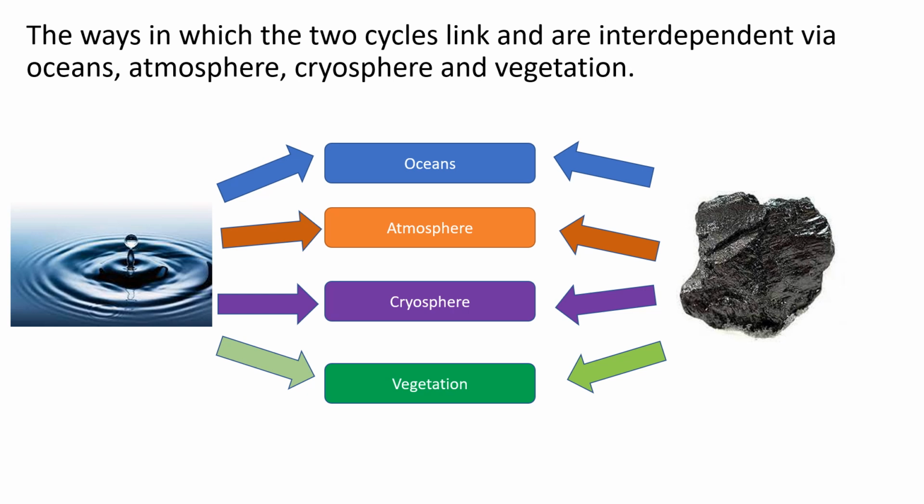We have our cryosphere, so areas of ice. Ice can trap both water as a store, but also carbon. We get bubbles, air bubbles within the ice, a bit like you get air bubbles in an Aero chocolate bar. Those air bubbles trap carbon from the past, and that's how we can work out past climates. And of course our vegetation has both carbon and water in them.